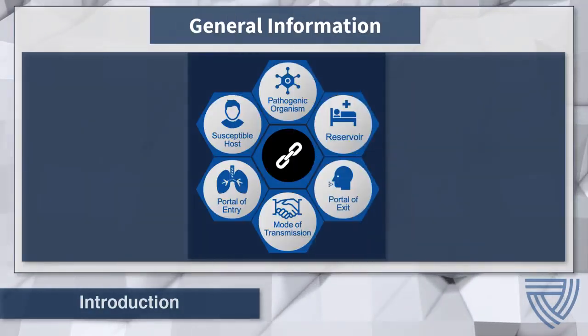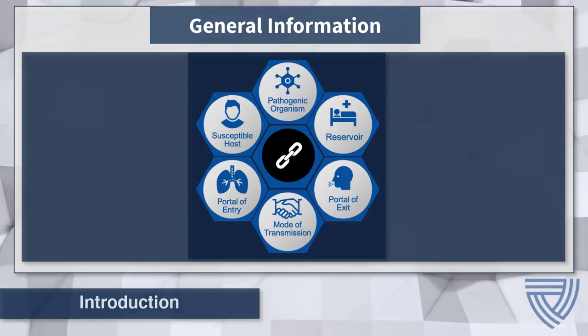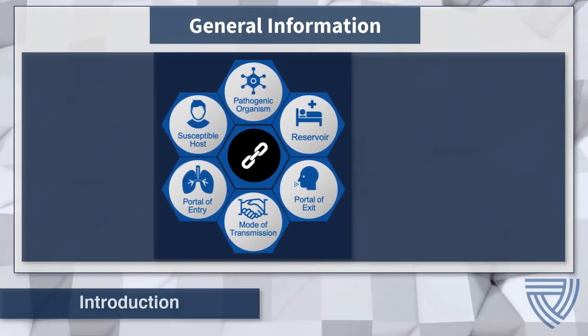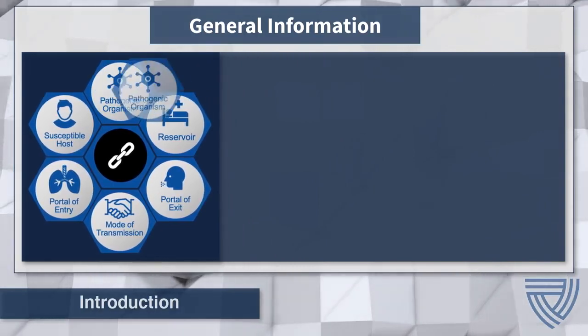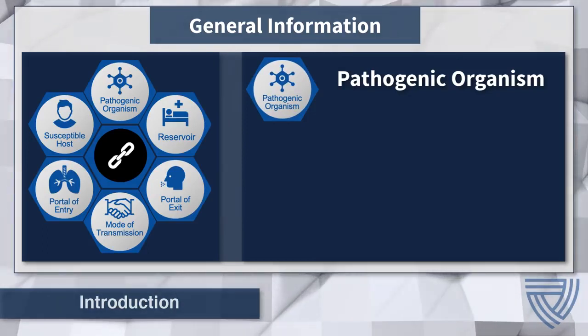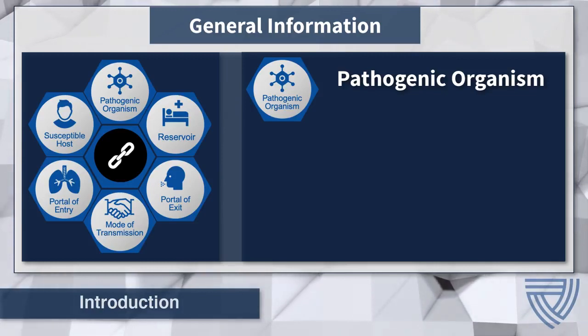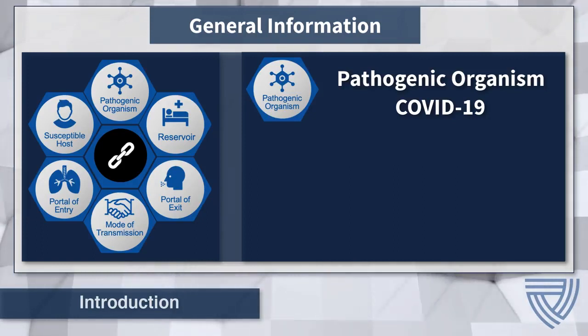When preparing to care for patients with an infectious disease, it is helpful to understand the series of events that occur to cause infection. This series of events is known as the chain of infection, and each link in the chain of infection presents us with an opportunity to break the chain to prevent the spread of the disease. The chain of infection begins with the presence of an infectious agent or pathogenic organism. For our purposes, we will describe the chain of infection for COVID-19, the novel coronavirus formerly known as 2019 nCoV.